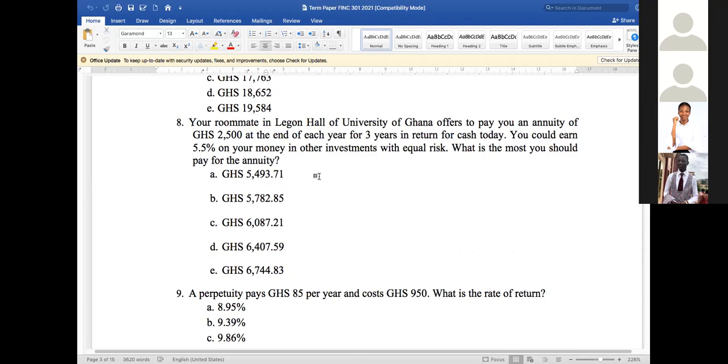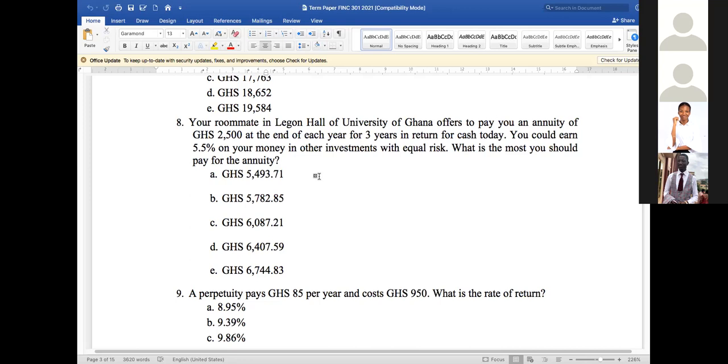Analyze. Is this a one lump sum or is it an annuity? Annuity. It is an annuity. Do you all agree? Everybody should say yes, because it is said in the question that it is an annuity. Even without the word annuity, you realize that they said 2,500 at the end of each year. It means that this is a series of payments. Are you getting the point? That is what makes it an annuity.